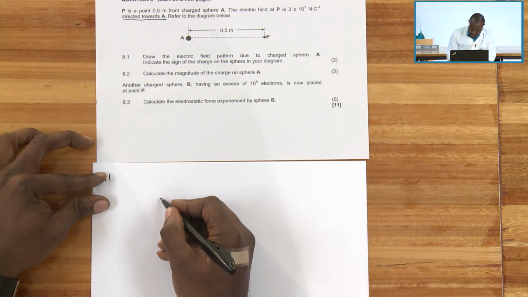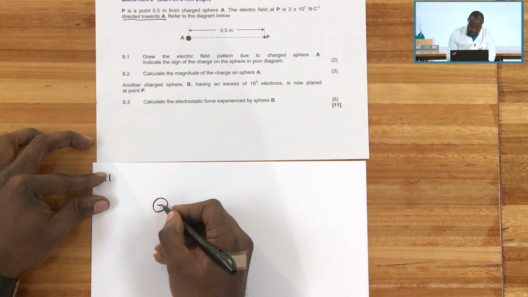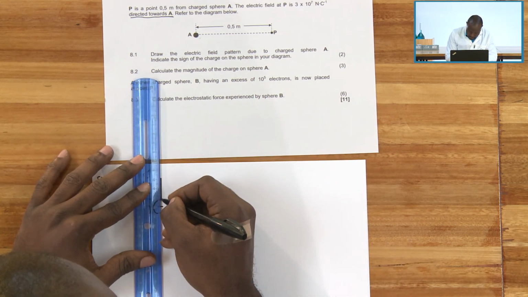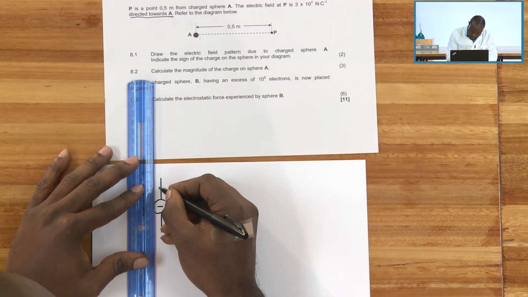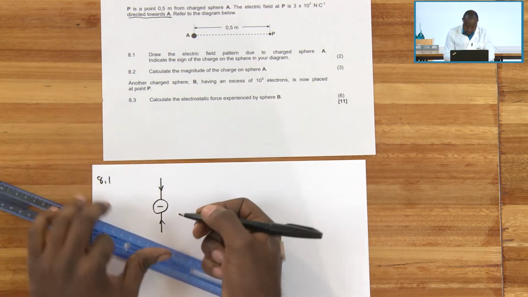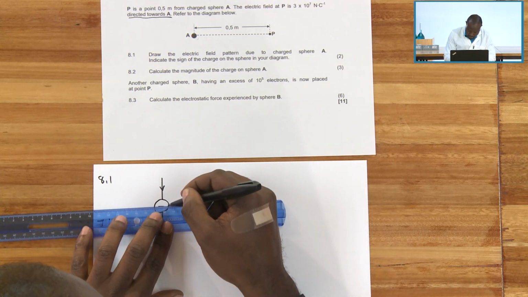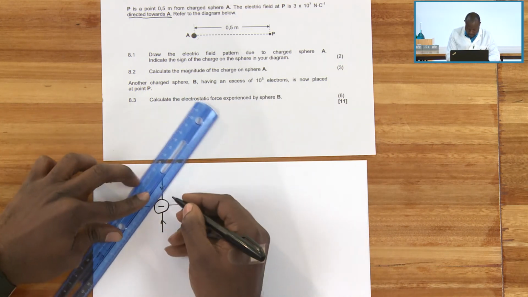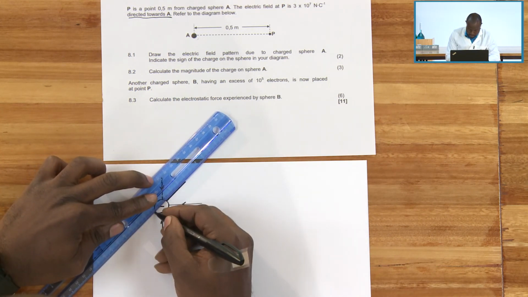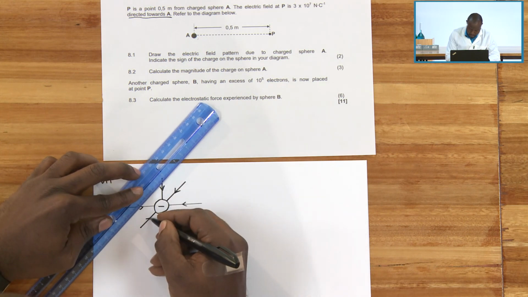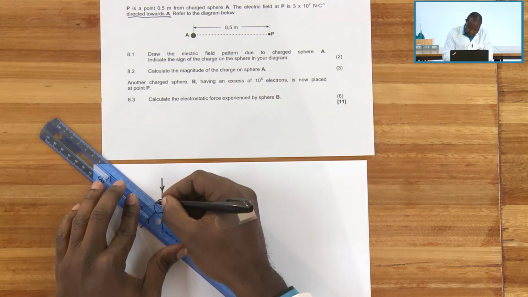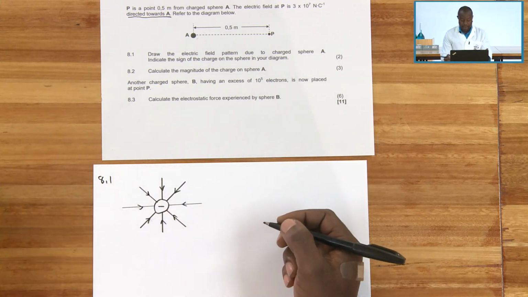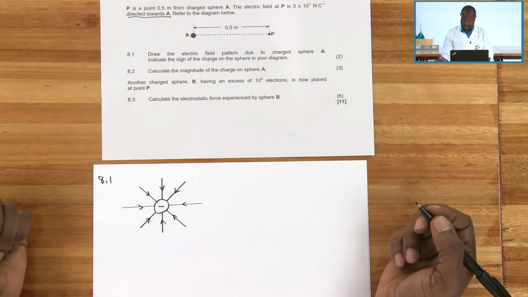Therefore, to draw our field lines, I'm just going to put our negative charge. And again, you make sure that your lines do not cross or touch each other.